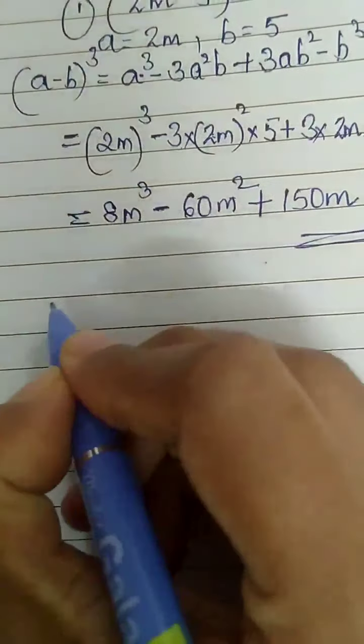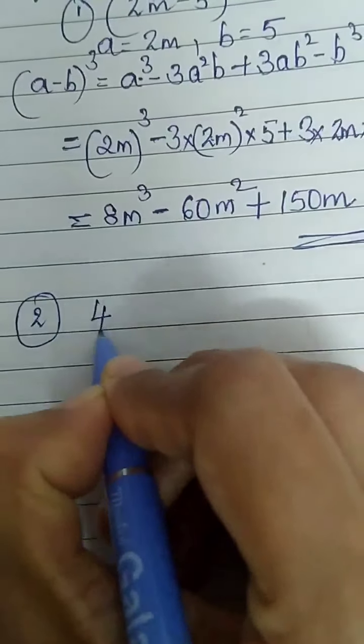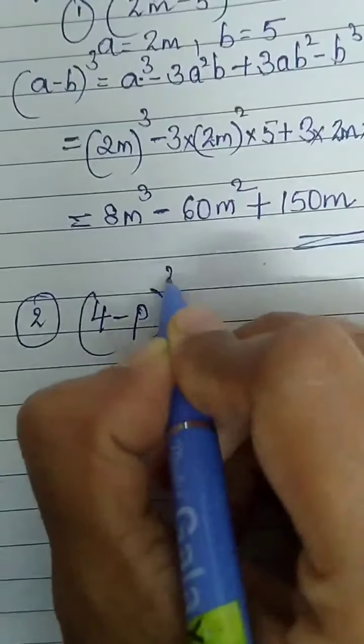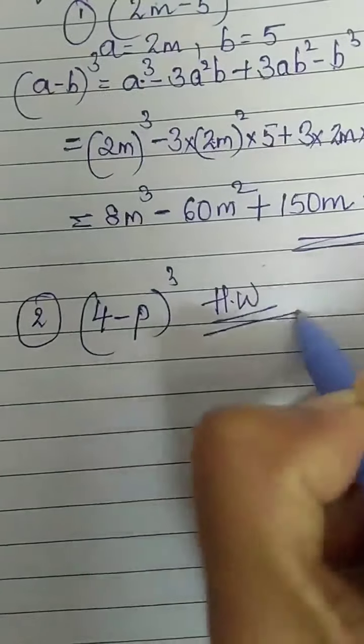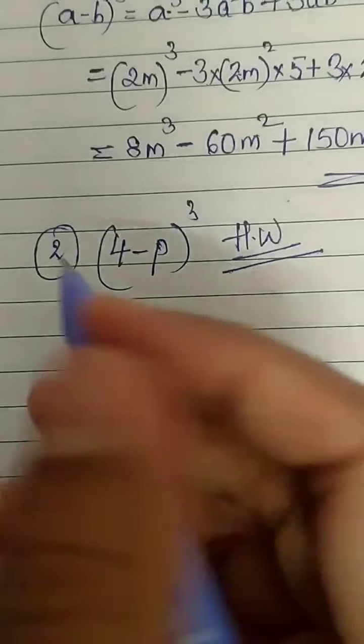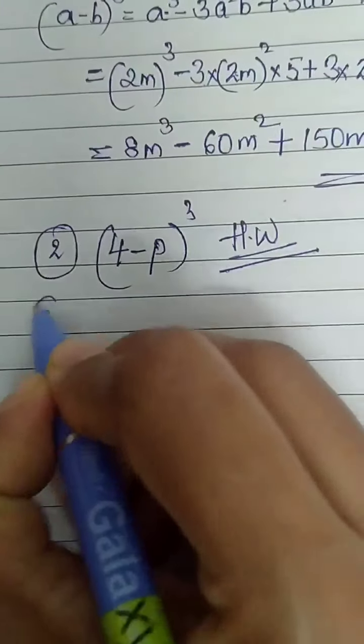Now here second sum you have the question as (4 − p) the whole cube. This is very easy to solve, so this you will do as homework. I'll move on to the third sum.